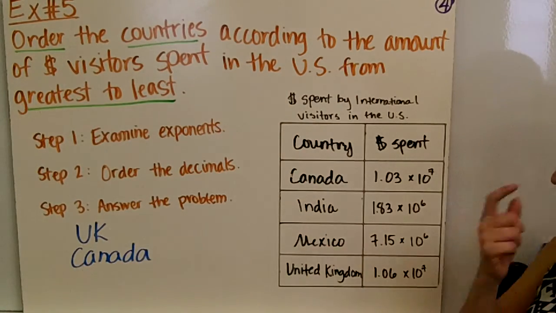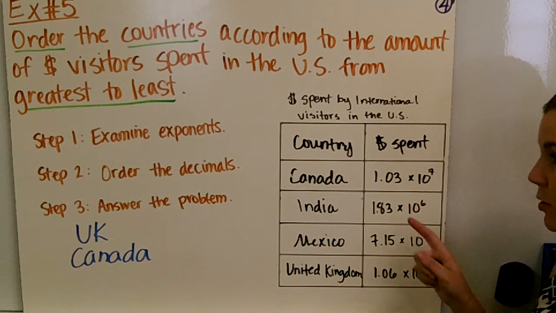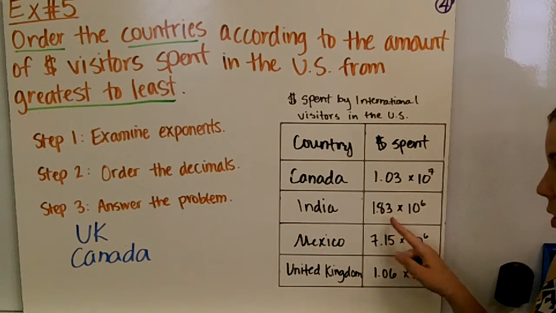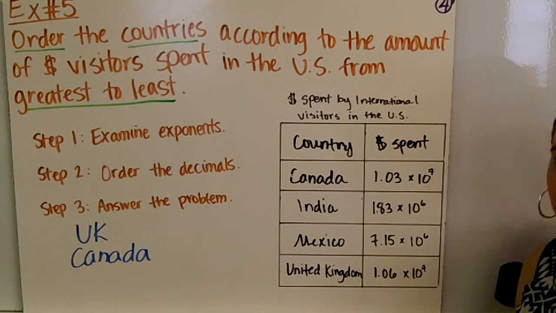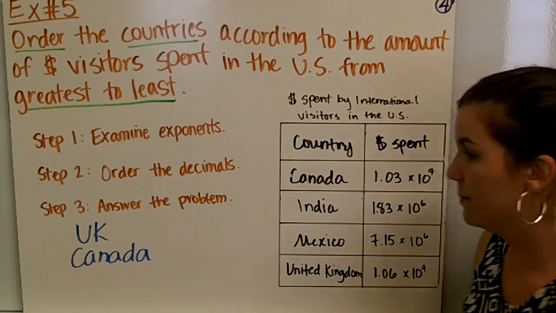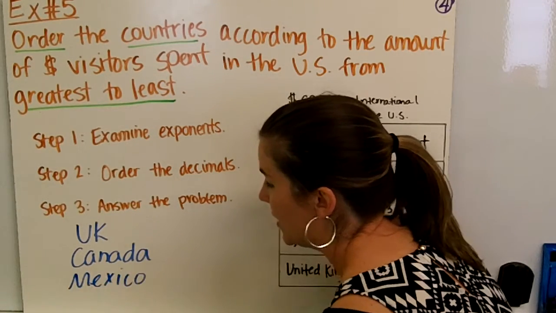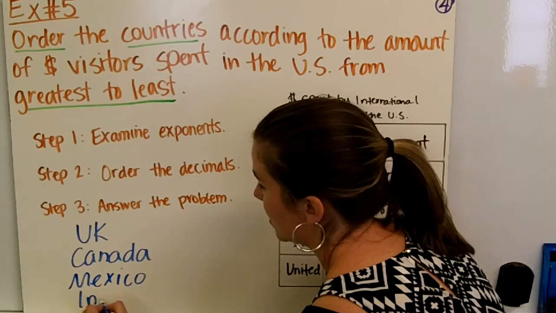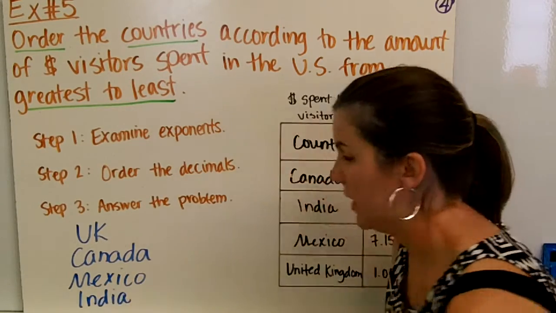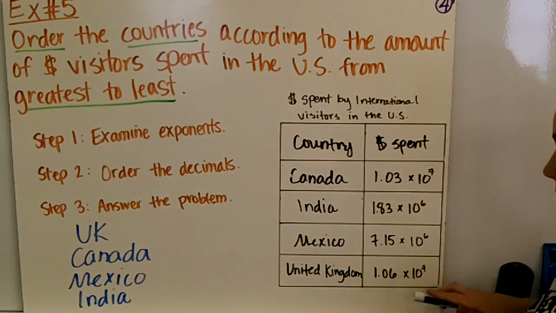Now let's look at India and Mexico. These both have an exponent of 6. Now look at order the decimals. 1.83 or 7.15. Well, 7.15 is clearly bigger than 1.83. So Mexico would be the next greatest, and last in this problem would be India. They are in order from greatest to least by country.